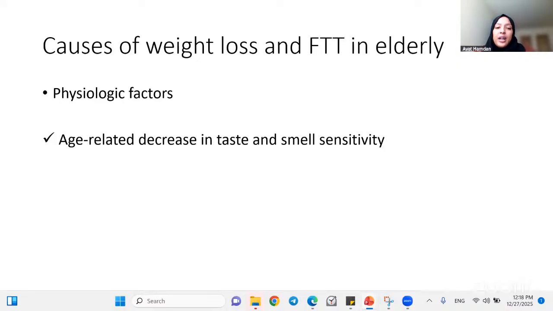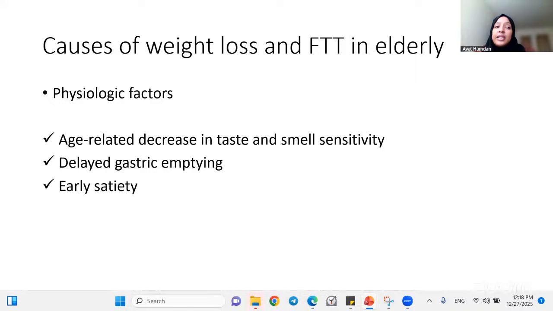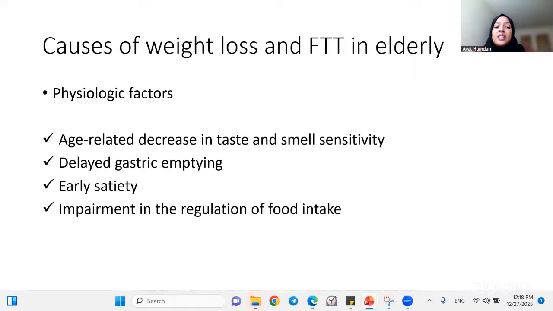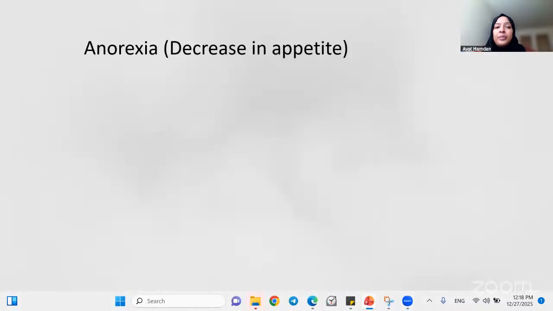For older adults, there's a decline in their sensitivity to taste and smell. So they really don't taste or smell food the same as younger adults. The other factor is they have delayed gastric emptying, early satiety, and some sort of impairment in the regulation of food intake.